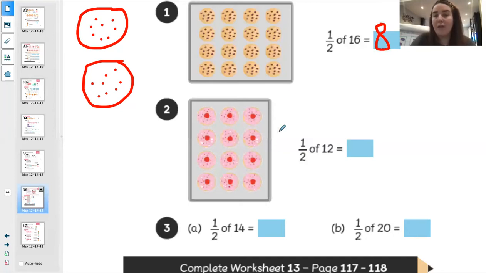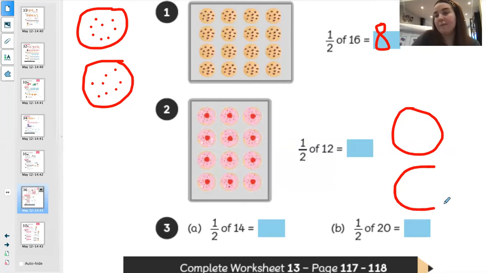Okay, what about this half of 12? How many plates do I need to make, or how many circles do I need to make? 2, because we're sharing it between 2 people, aren't we? We're finding half. So I'll tell you what, one of those plates is mine and the other one can be yours. But I want more donuts than you.